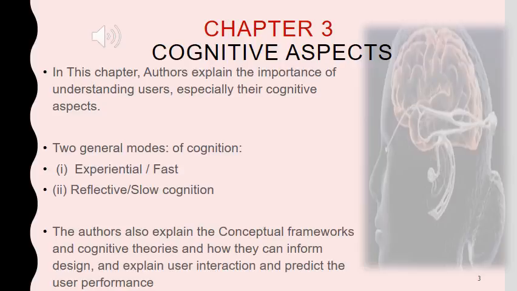We will start with Chapter 3, which is the cognitive aspects. In this chapter, authors explain the importance of understanding users, especially their cognitive aspects. Two general modes of cognition are explained: experiential or fast, and the reflective slow cognition. The authors also explain the conceptual frameworks and cognitive theories and how they can inform design and explain user interaction and predict the user performance.